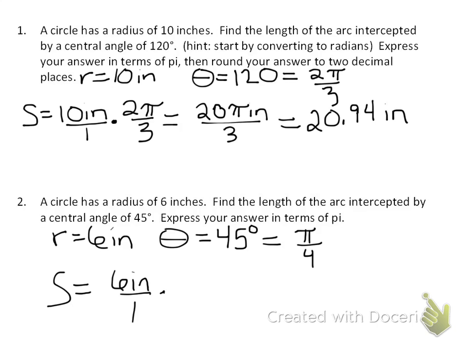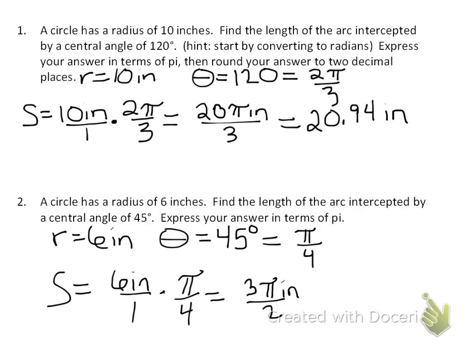6 over 1 times pi over 4. Make sure you include your unit of measure. So we have 3 pi over 2 inches. But again, 3 pi over 2 inches isn't the most useful measurement on the face of the earth.